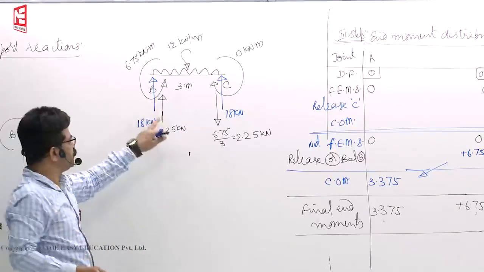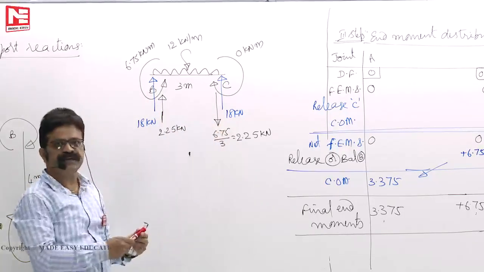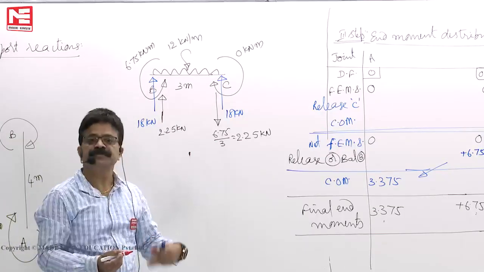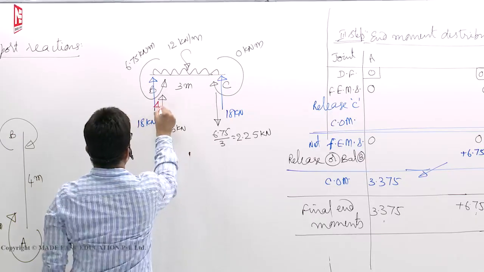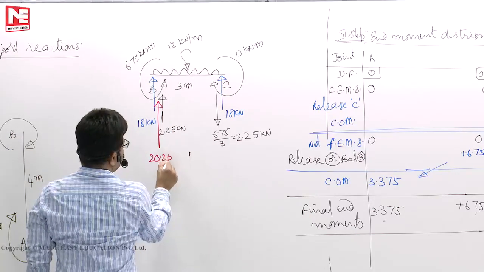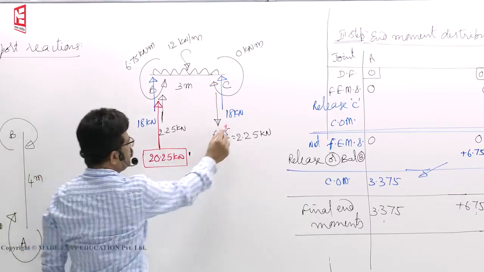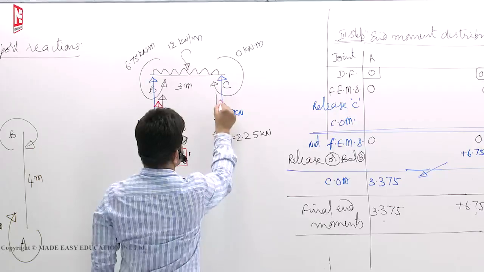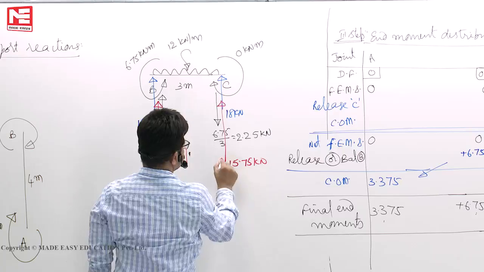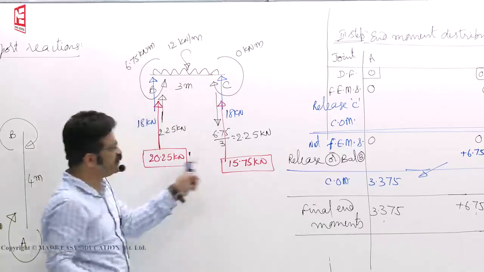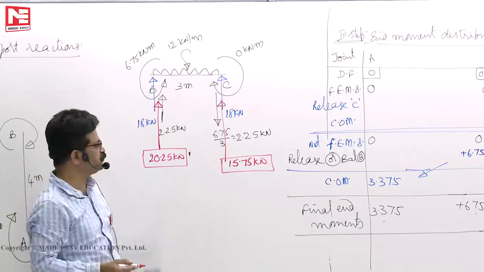These are individual effects: due to applied load 18, 18; due to moment 2.25, 2.25. Now, from the principle of superposition, we can add them. So 18 plus 2.25, 20.25. This is the final reaction. Here, 18 minus 2.25, 15.75. The red colored ones are the final reactions from the principle of superposition. Like this we have to show.